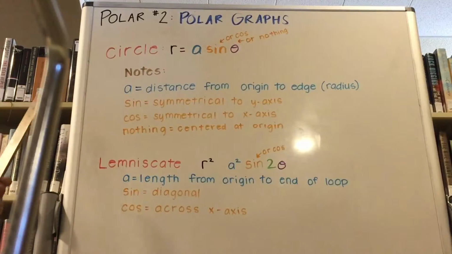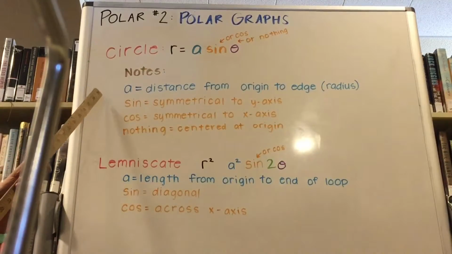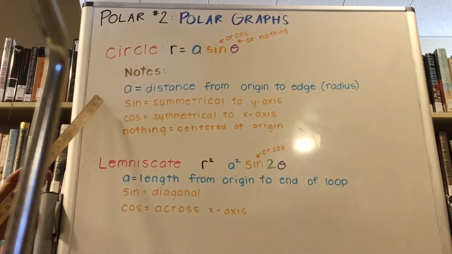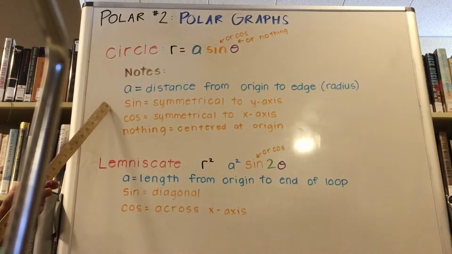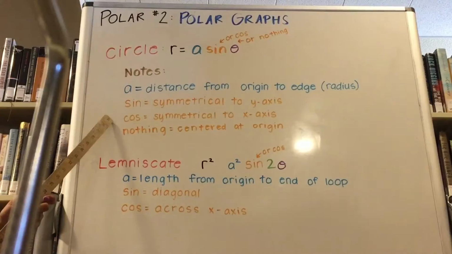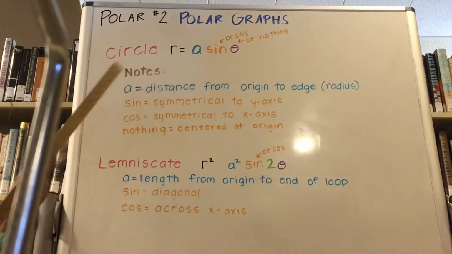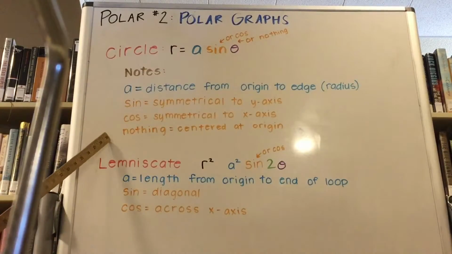So a couple things about the circle formula. A is the distance from the origin to the edge, also known as the radius. If you have sine here, it is symmetrical to the y-axis. Cosine is symmetrical to the x-axis. And if there's nothing there, so if it's just r equals a, then your circle is centered at the origin.